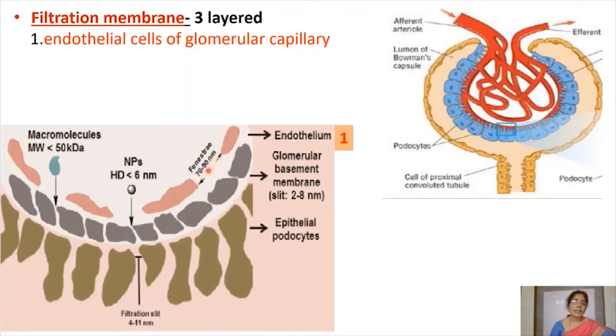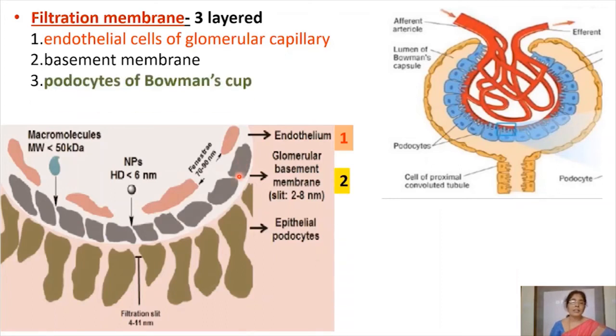These are larger pores. So this is the first layer of the filtration membrane, and the second layer is the basement membrane of glomerular capillaries. This is a thin layer, and the third layer is the podocytes of the Bowman's cup.